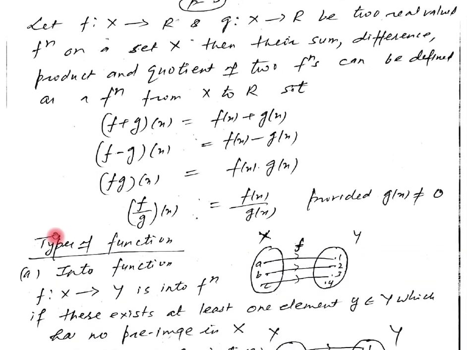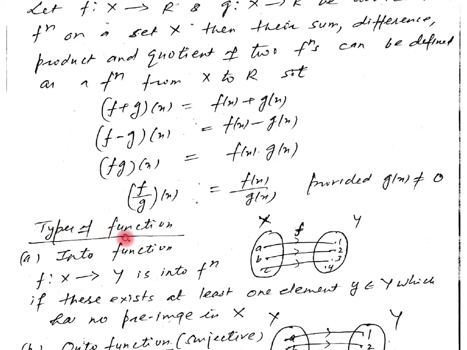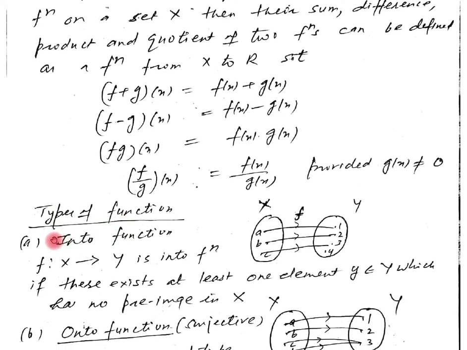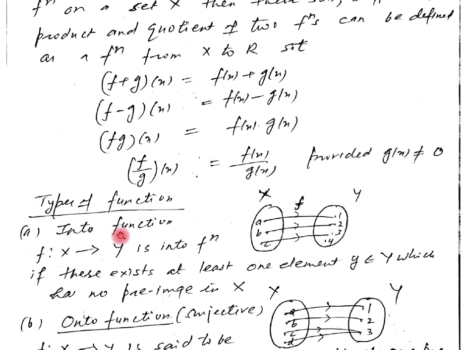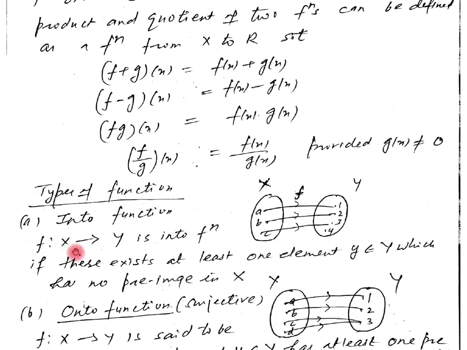Now here the next and very important and interesting topic, the types of function. The first type of function is known as into function. When is a function said to be into? A function f from x to y is an into function if there exists at least one element of y that has no pre-image in x, then the function is said to be into.